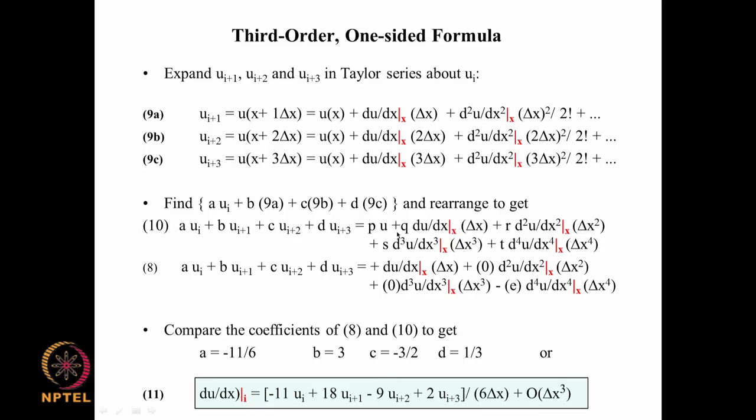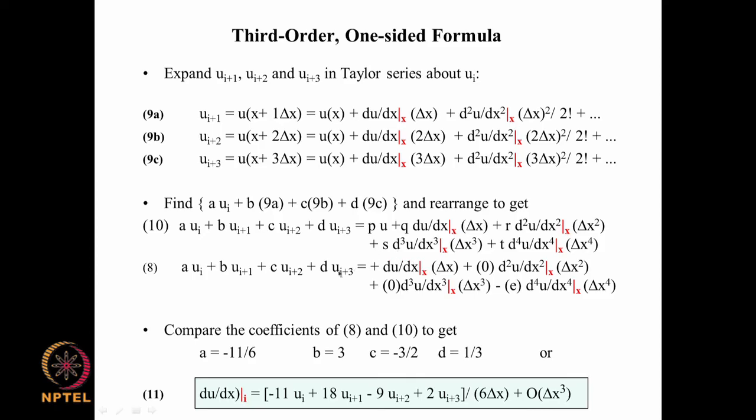For example, p will be a here, and then when we multiply this by b we get b plus c plus d. So p is a plus b plus c plus d, and q here will be b plus 2c plus 3d. Okay. So in that way, once we multiply and then put all these things together, we can express this p, q, r, s, t in terms of a, b, c, d.